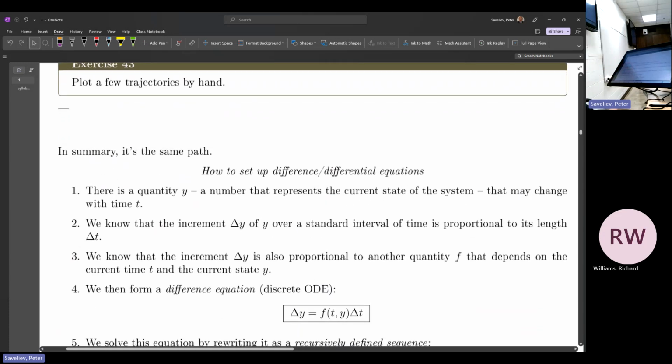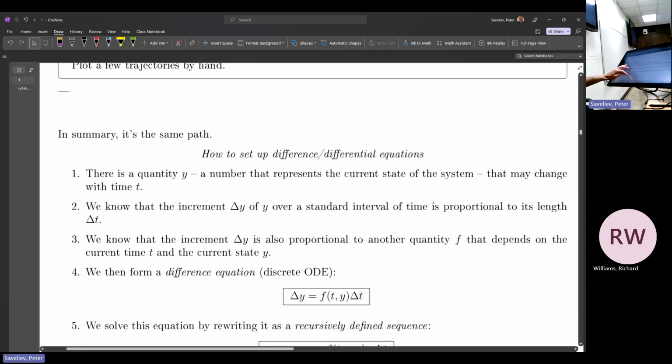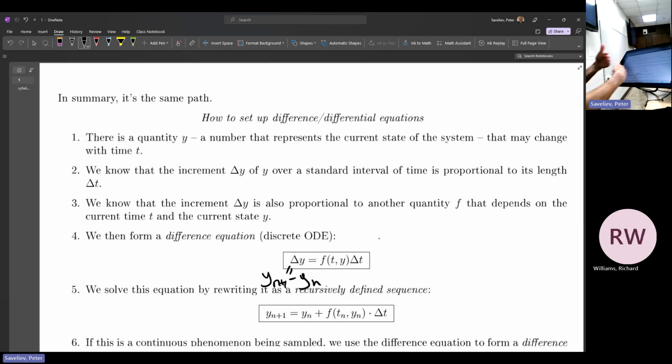Then we form a difference equation. This is it. Delta y is equal to a proportionality factor, some function that depends on time and state, times the time interval. Then a recursively defined function. I'm rewriting, not producing anything new. Remember what delta y is: it's y(n+1) minus y(n). If I rewrite it, I end up with this recursive sequence, which will produce one location at a time. You know where you are, you can compute your next location, and you have a whole sequence, done by hand or with the computer.